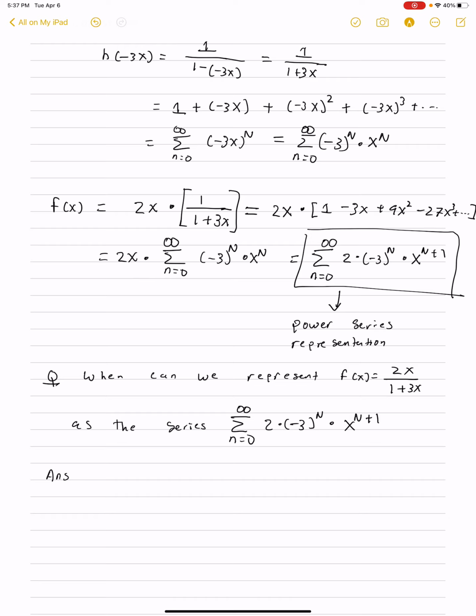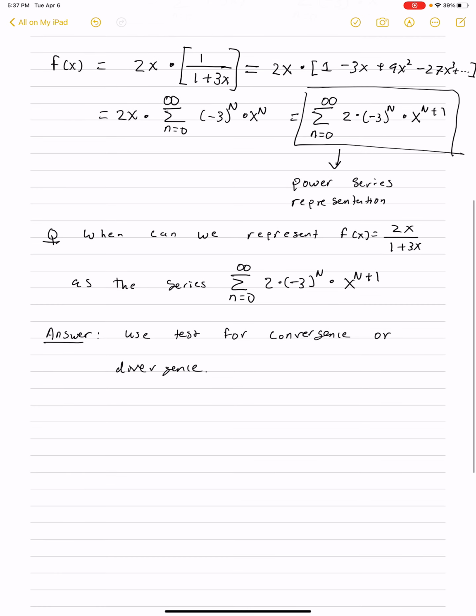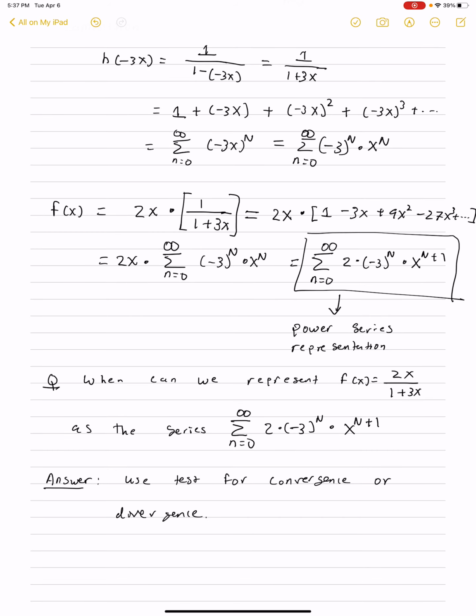And my answer, well, I'm just going to reference how you're going to do it. You're going to use the tests for convergence or divergence. These tests include the ratio test, the root test, the alternating series tests, etc. This isn't the emphasis of today's lecture. The emphasis was finding this representation that's in the box here.